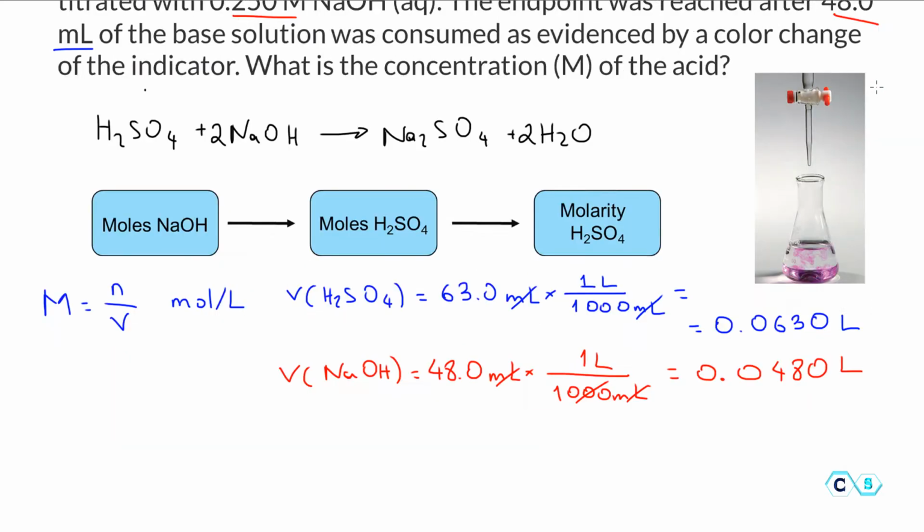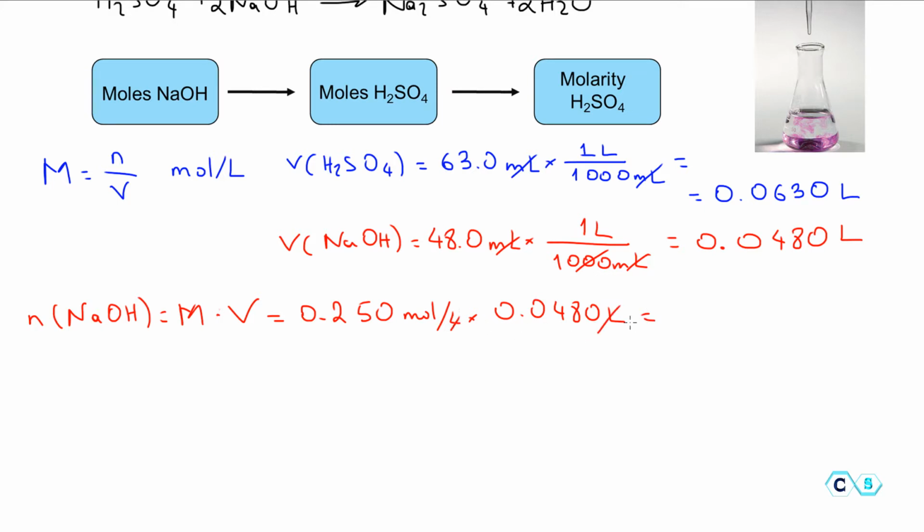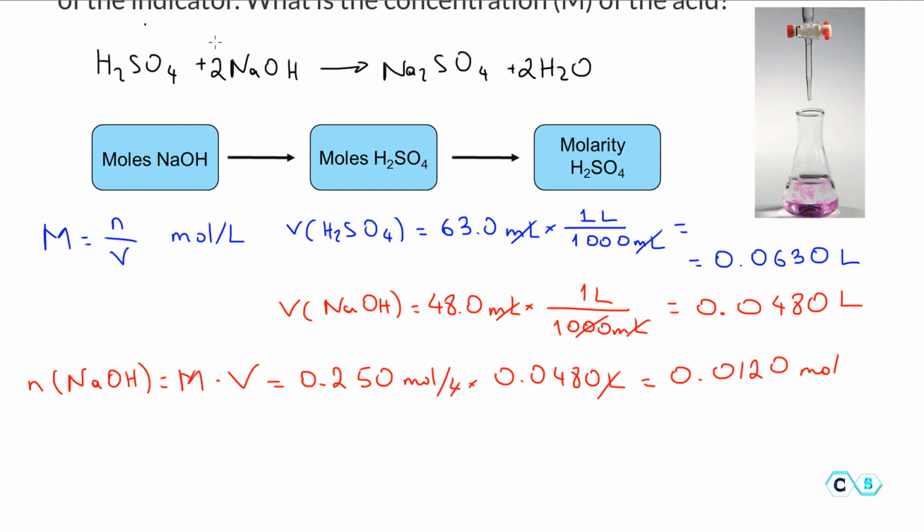So using the same formula, we can write down that the moles of the sodium hydroxide are equal to the concentration multiplied by the volume. So this is 0.25 moles per liter multiplied by 0.0480 liters. We cancel the liters and we have 0.012 moles of sodium hydroxide. Now we can use this in our chemical equation.